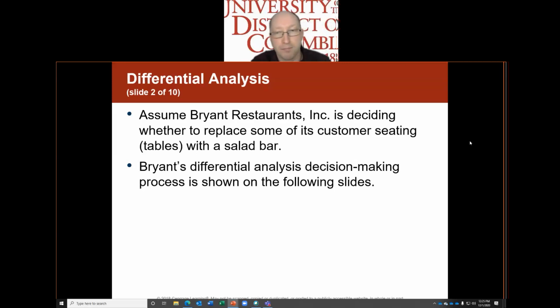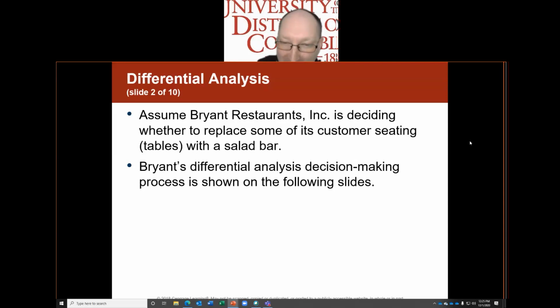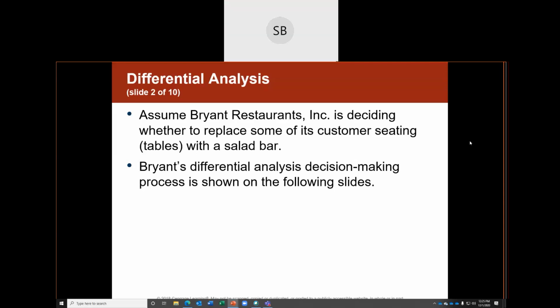Okay, here's an example. Let's assume we have a restaurant company, and this restaurant company is looking at replacing some of its tables with a salad bar. Okay, let's say it's Ruby Tuesday. Well, are they still in business? I don't think they are. They might be. Okay. No, I don't think. I think there's like one left. Okay, so let's use Ruby Tuesday as an example then, since there's one left.